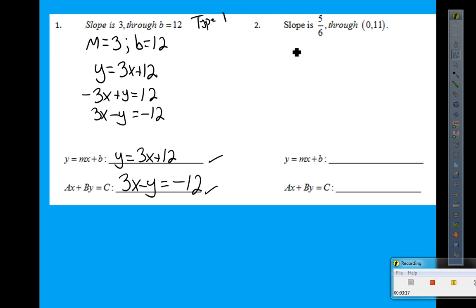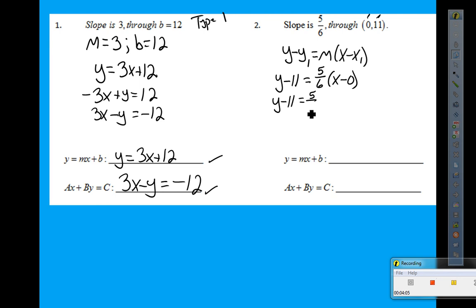I'm going to tell you that your slope is 5/6, and we're going to go through the point (0, 11). So I'm going to go ahead and use y minus y sub 1 equal m times x minus x sub 1. Remember, I'm going to sub this in for x sub 1. I'm going to sub the 11 in for the y, and I'm going to sub in the 5/6 for my slope. So it's going to look like this. I got y minus 11 equal 5/6 times x minus 0. When I simplify this, I've got y minus 11 equal 5/6 x.